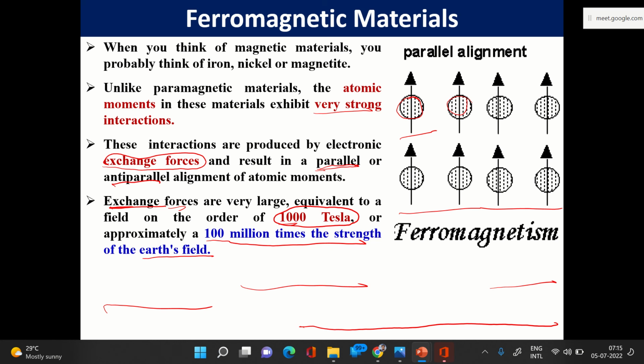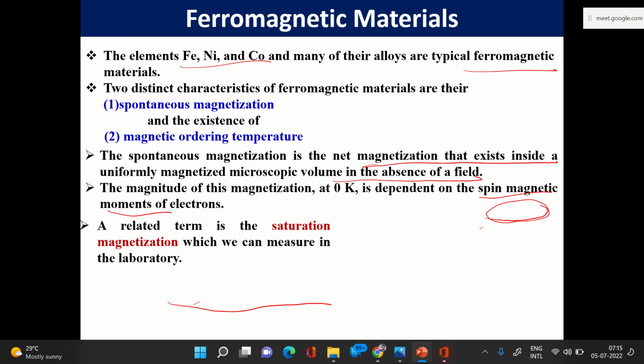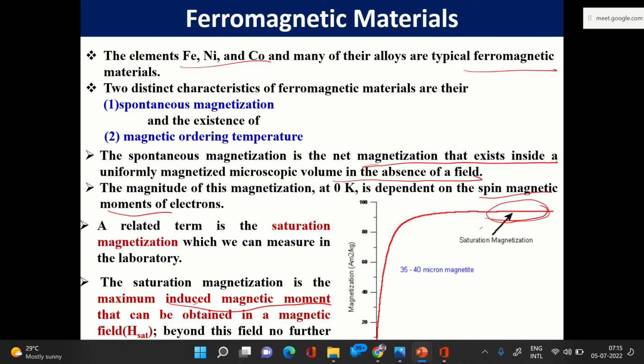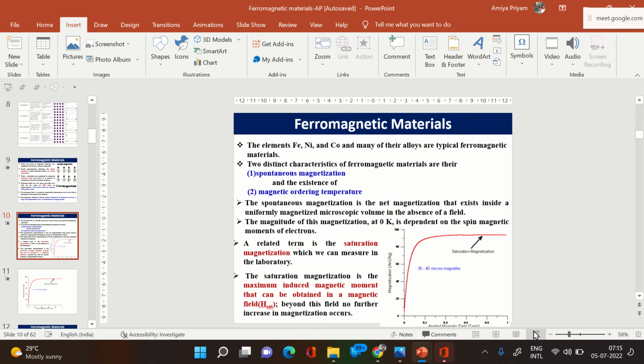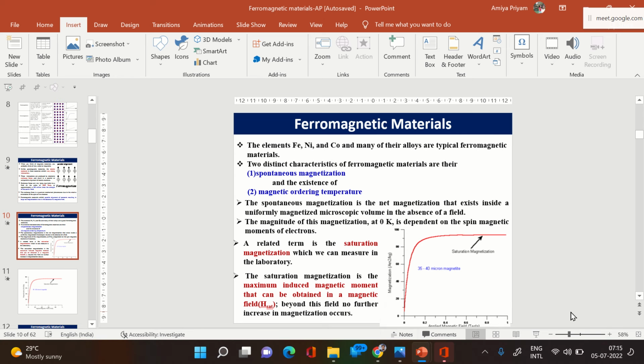But that is the point to be made here, that saturation magnetization can be obtained by applying the magnetic field. And then, why is this not coming? Okay, so this is typical. So beyond the point of MS, we denote it by MS.